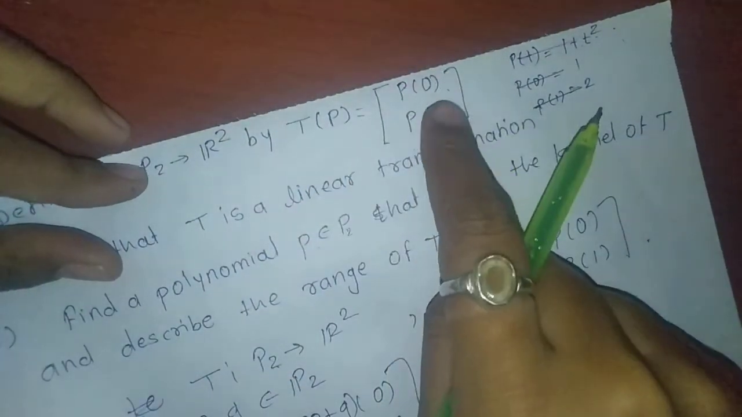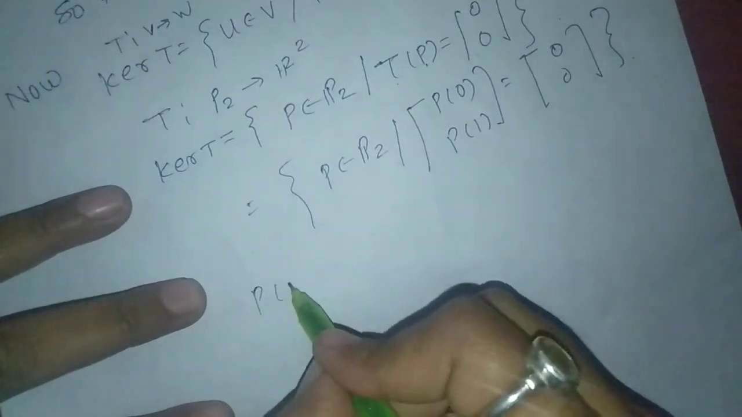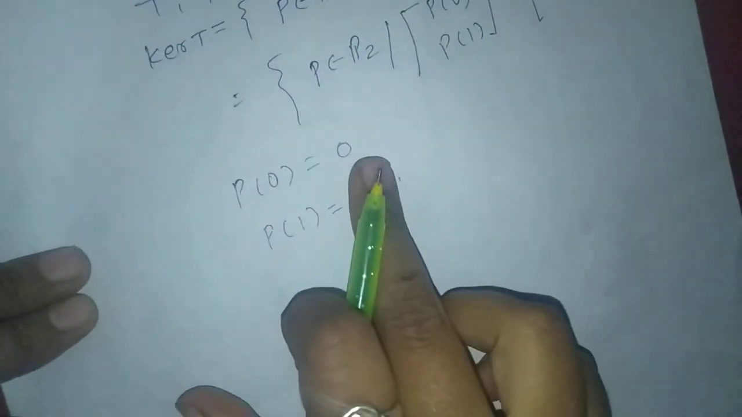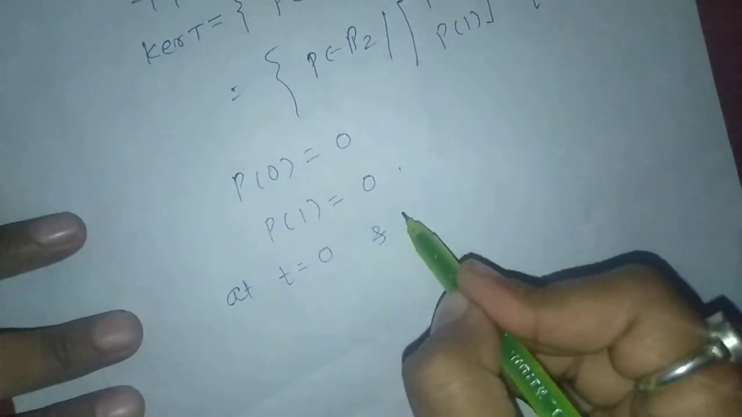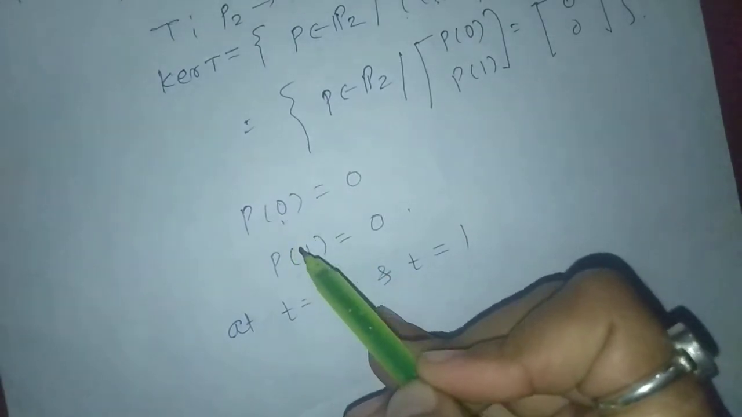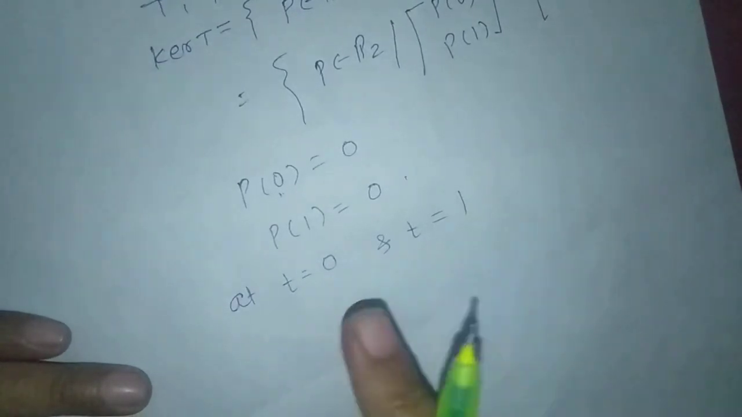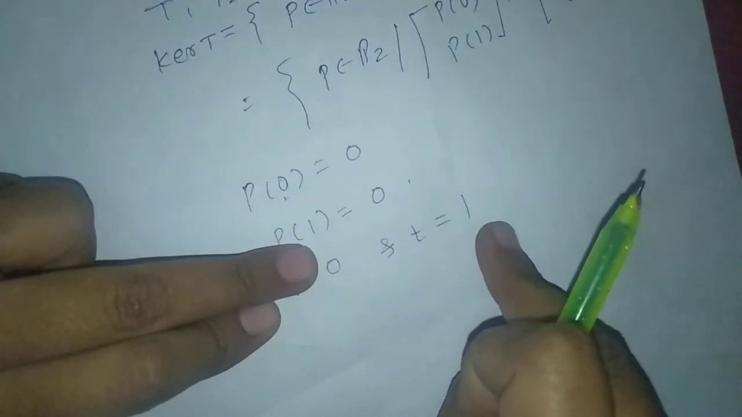T of P equal to P of 0, P of 1. Now equate P of 0 equal to 0, P of 1 equal to 0, so that the polynomial becomes 0 at T equal to 0 and T equal to 1. Here the values 0, 1 are nothing but the values of the variable. Here the variable we take is T. So P of 0 means T at 0, P of 1 means T at 1.